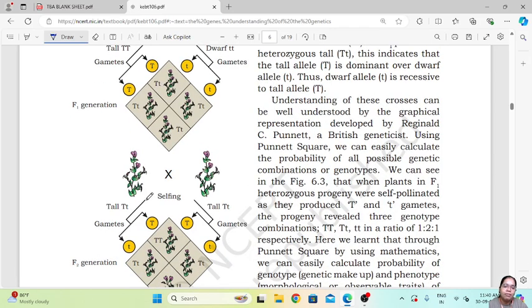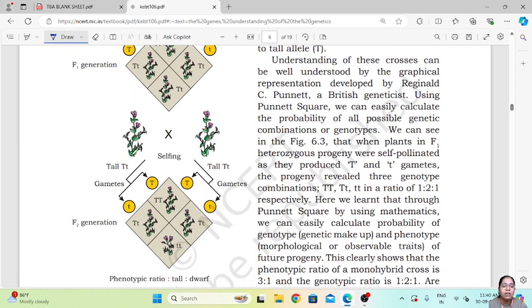When you self the F1 generation, you get tall plants that are heterozygous, that is capital T small t. When you cross these, we will get capital T capital T, that is pure dominant, then capital T small t, capital T small t, and small t small t. So this will be your F2 generation.